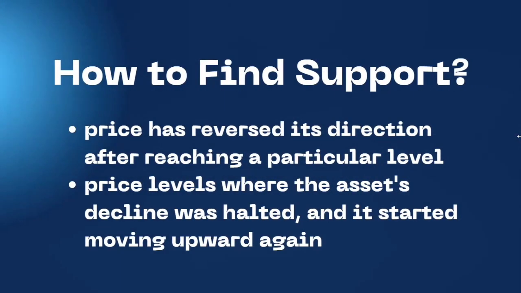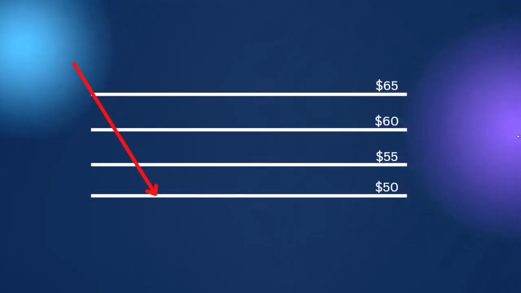Now arises the question, how do you find support? You look for the areas where price had reversed its direction after reaching a particular level, or the price levels where the asset's decline was halted and it started moving in the upward direction. Let's look at this diagram.